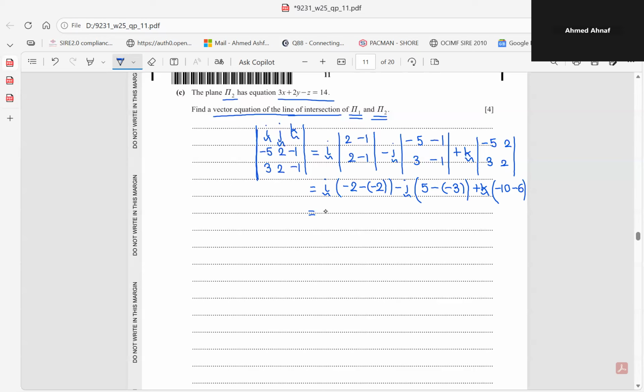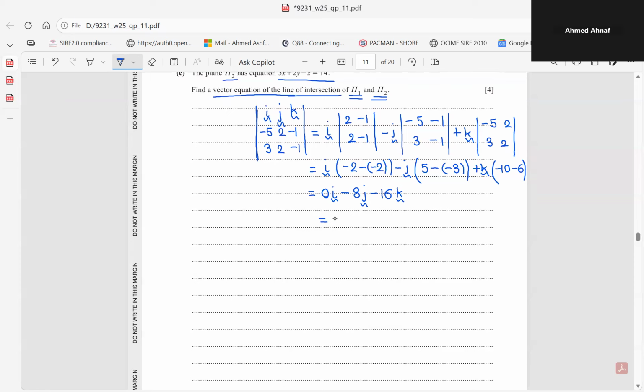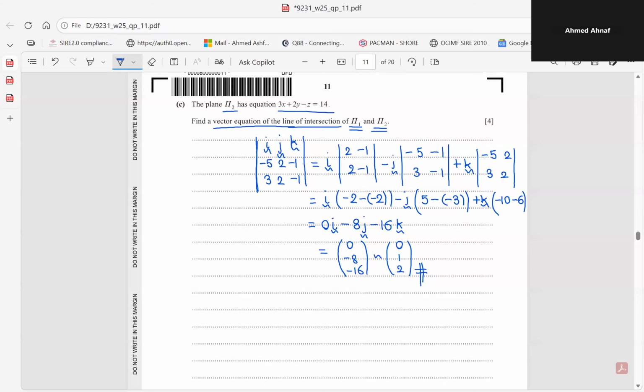So this one is just going to be 0i minus 8j minus 16k. Simplifying, this is the same as 0, negative 8, negative 16, and simplifying further you just get 0, 1, 2. So this is the direction vector of the line of intersection.